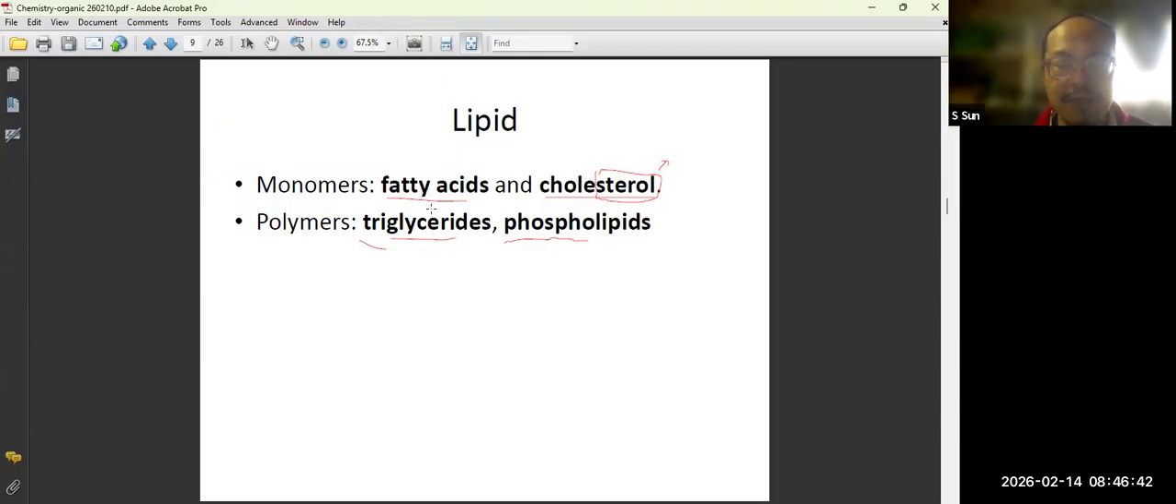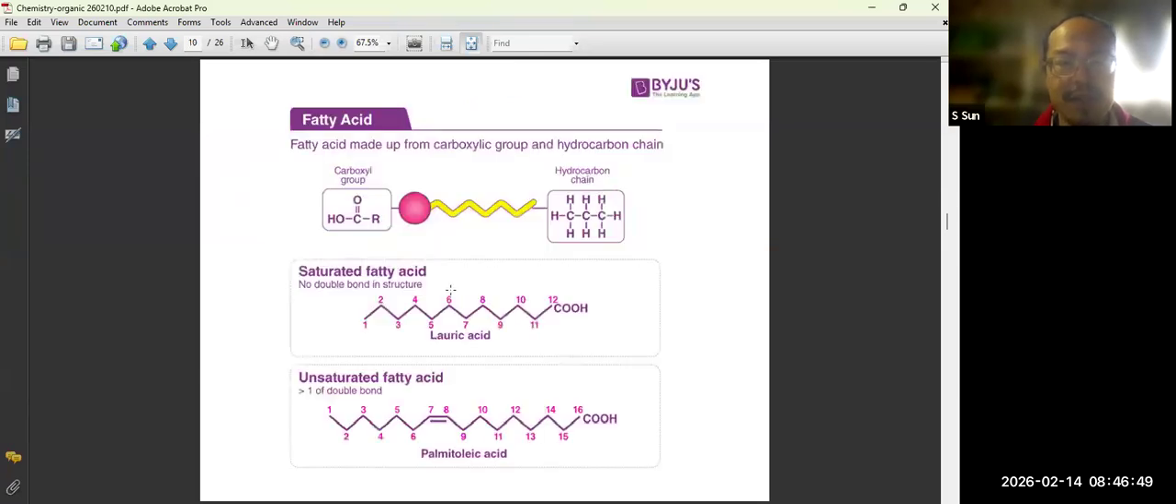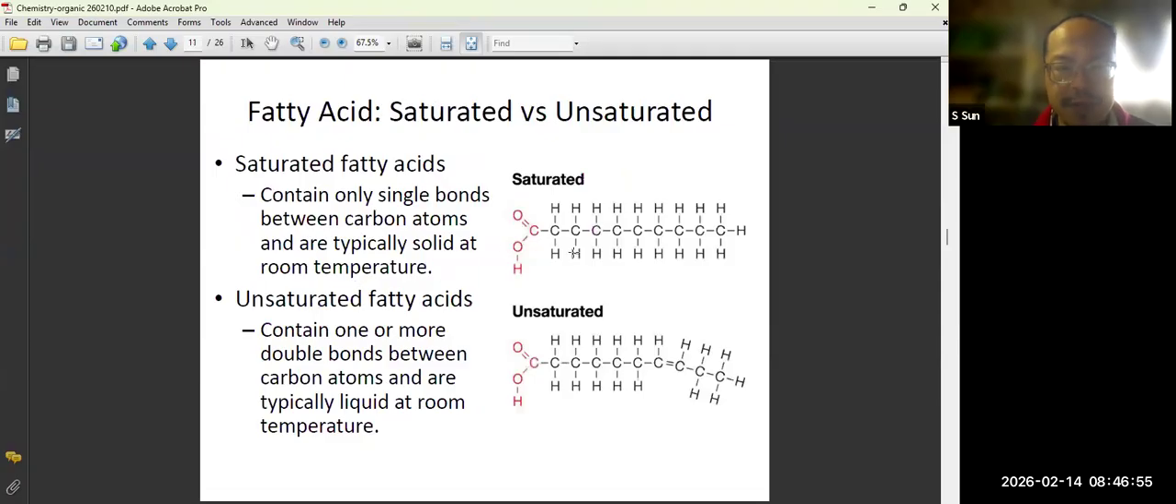But fatty acids are the primary thing that has many functions. The monomer is fatty acids. Their polymers are phospholipids and triglycerides. So fatty acids, what do they look like? Here is a picture of fatty acids. This one is another picture. In the old slide we have this one here.